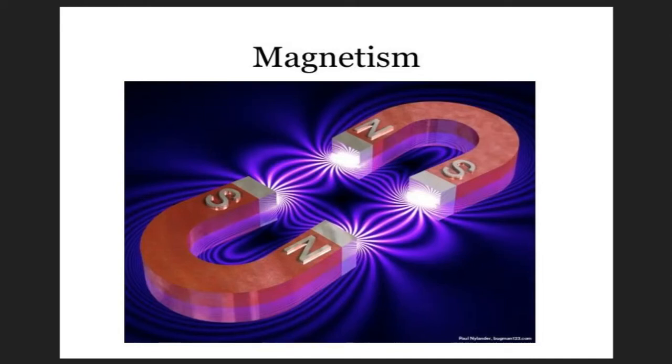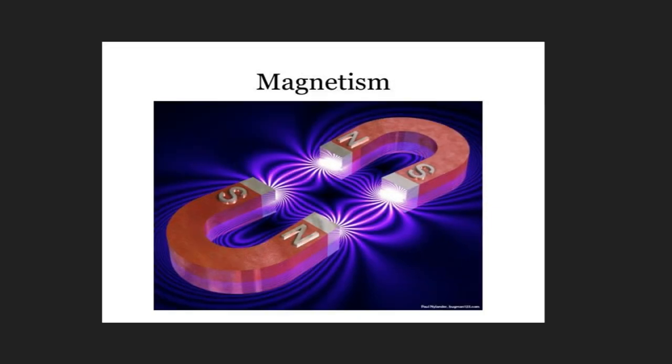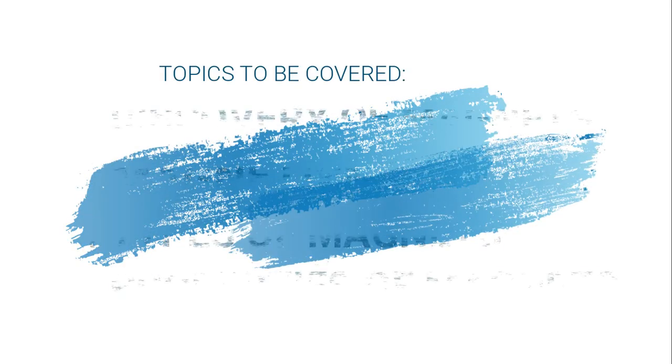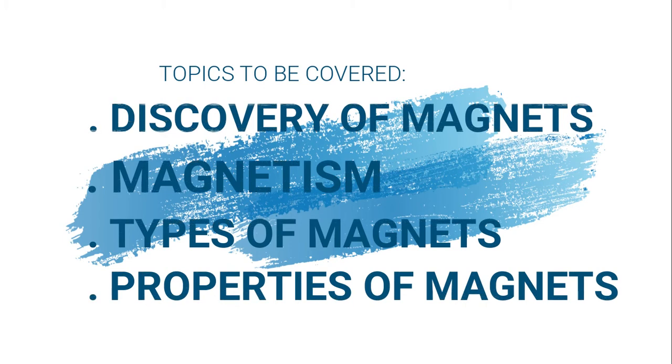Hello children, in this video I am going to explain to you the chapter Magnetism. In this chapter we will study about magnets, how they were discovered, and the property of magnetism. Along with that we will study the types of magnets and also the properties of magnets.